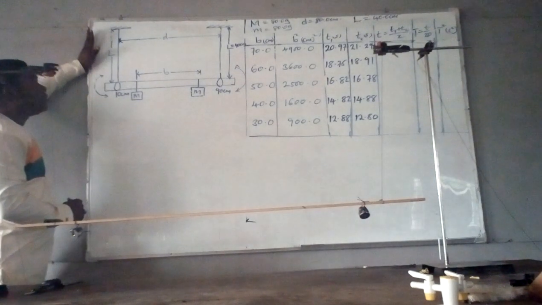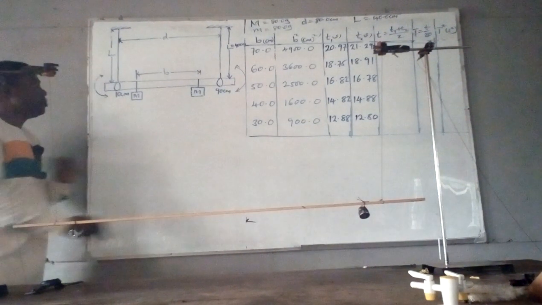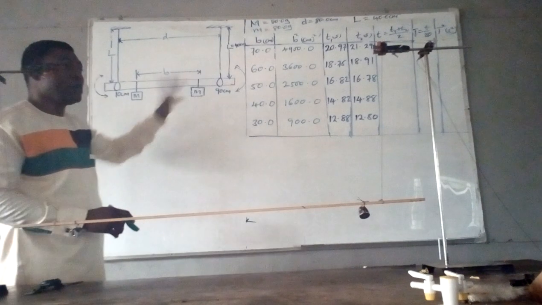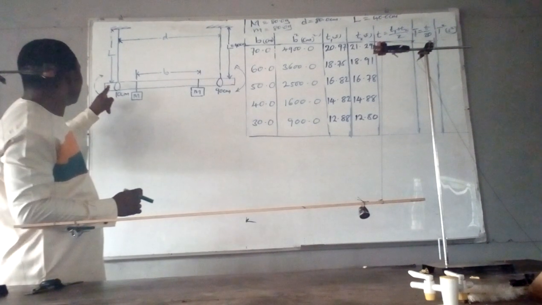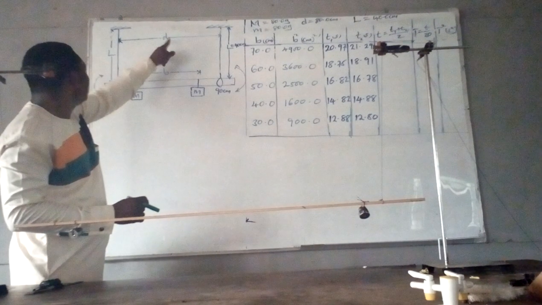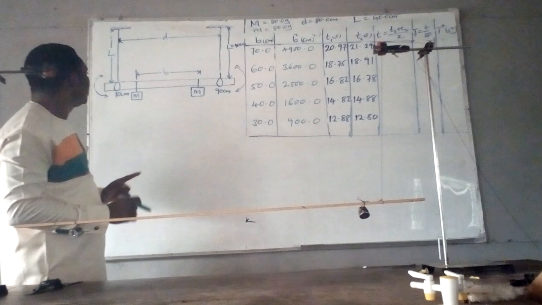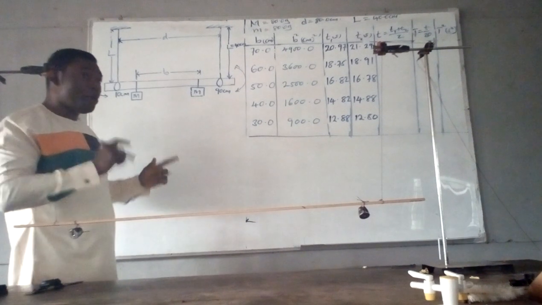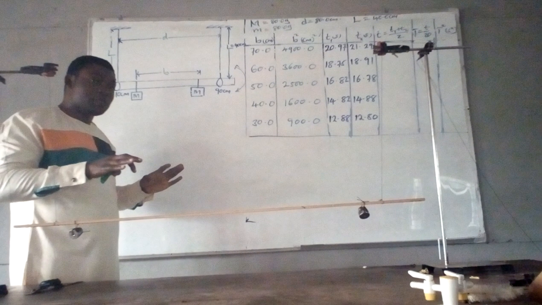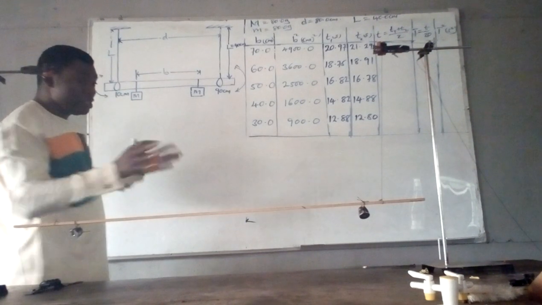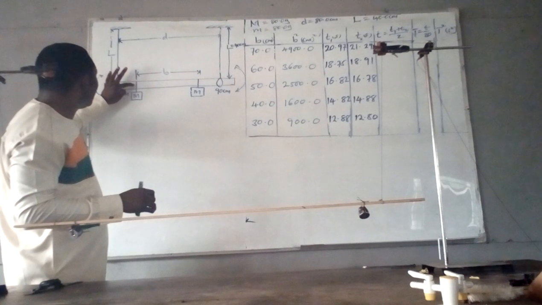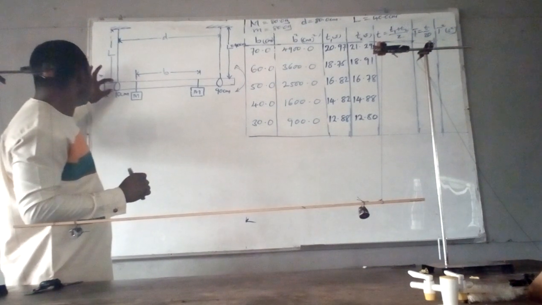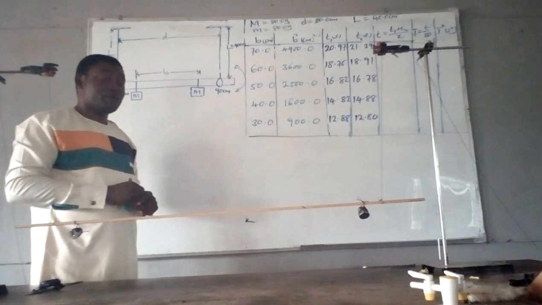This is the setup diagram for the experiment. This is the meter rule, and it is suspended by two parallel threads of equal length. The distance between the threads is labeled D, while the length of the thread is L. The two masses are placed one here and the other one here. The place where the masses will be placed will be given in the question. But for this experiment, I've decided to place them at the 15 centimeter mark and 85 centimeter mark respectively, while the threads are placed at the 10 centimeter and 90 centimeter marks respectively.